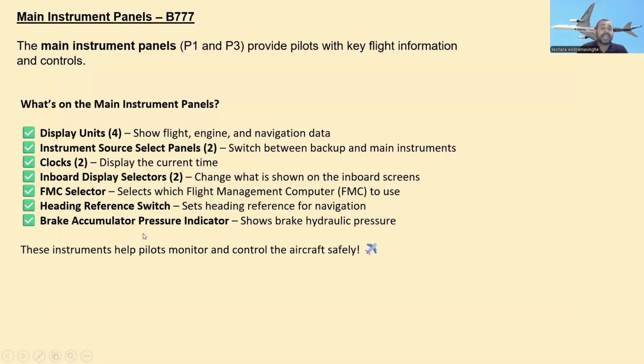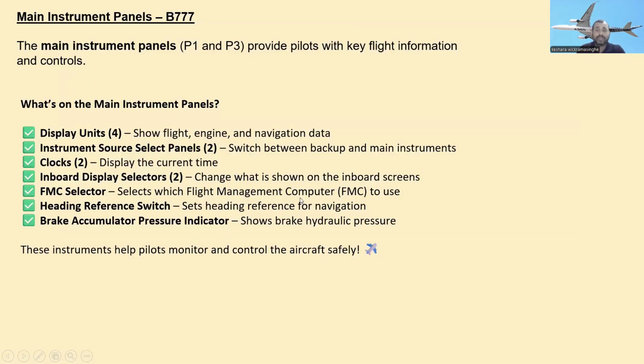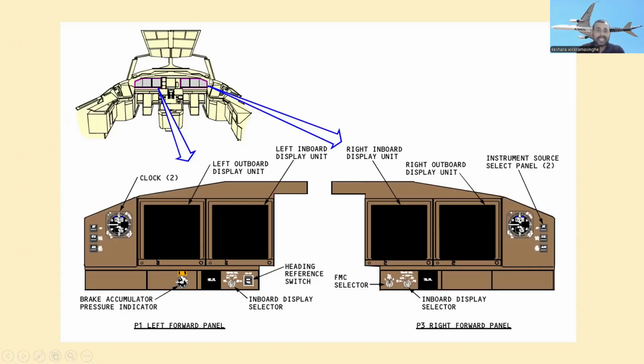And next one, brake accumulator pressure indicator. It is over there, and this one shows brake hydraulic pressure. So these instruments help pilots monitor and control the aircraft safely. You can get an idea over there, right? This is the location in the cockpit, and these are the two panels, one for captain, one for co-pilot.